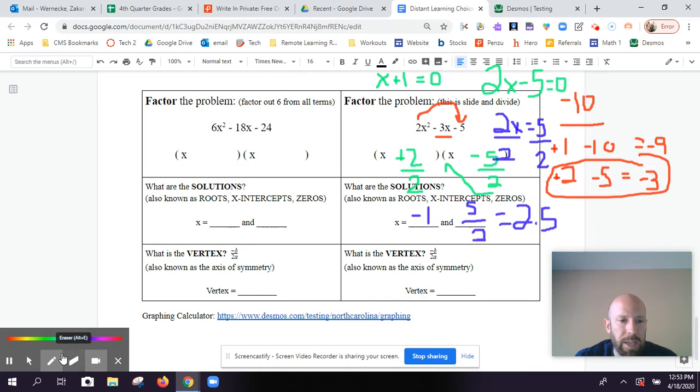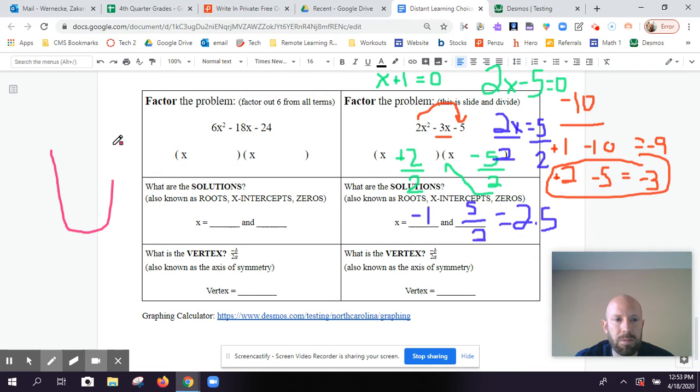Axis of symmetry again means when we eventually graph this line, where is the bottom point of it going to be when it goes from negative to positive? So what we need to do is we need to take negative b. Well, b right now is negative 3. So we need to do the opposite of negative 3. The opposite of negative 3 is going to be positive 3.